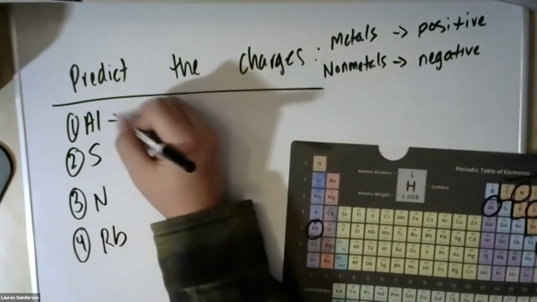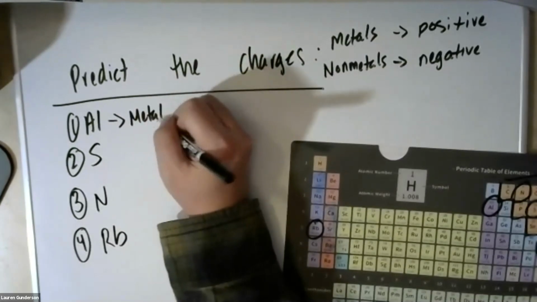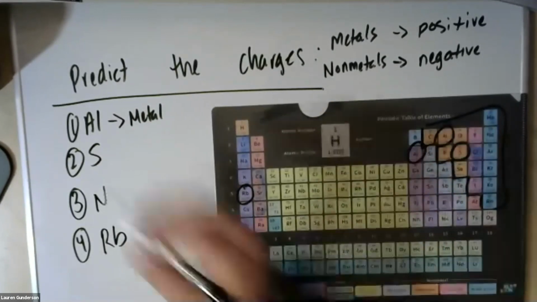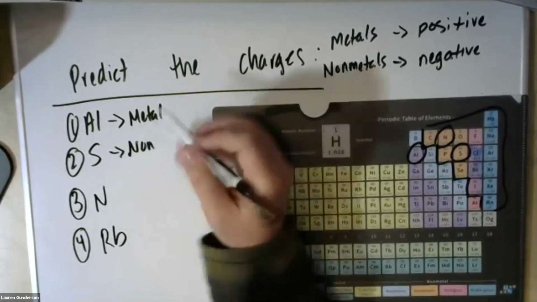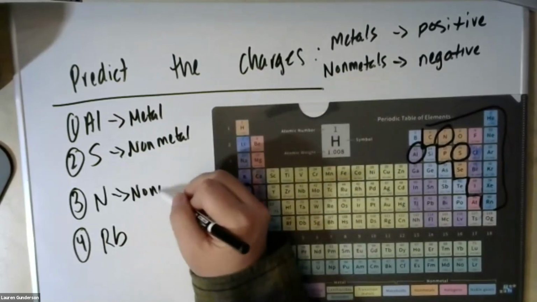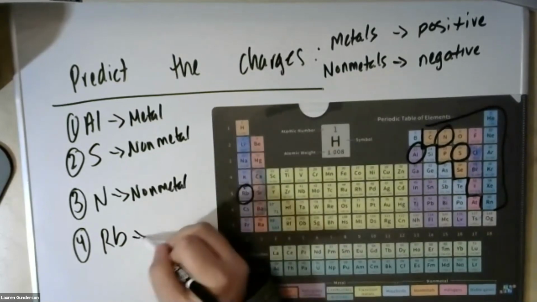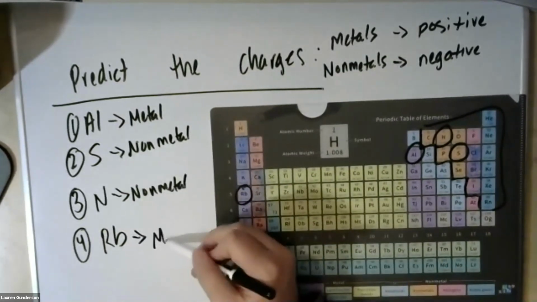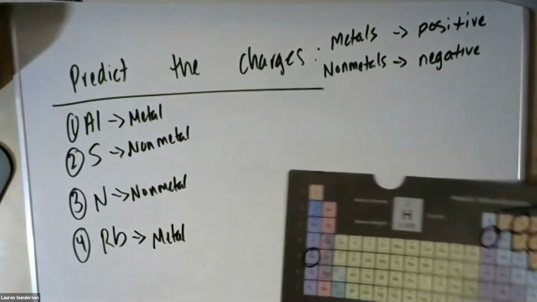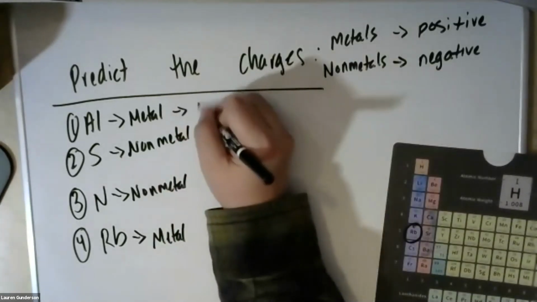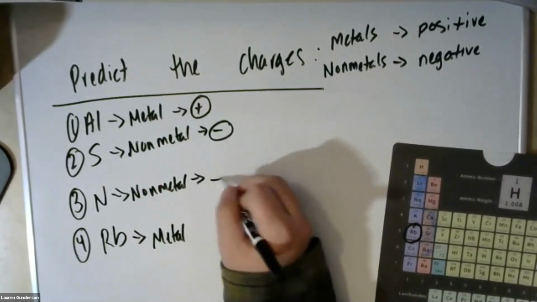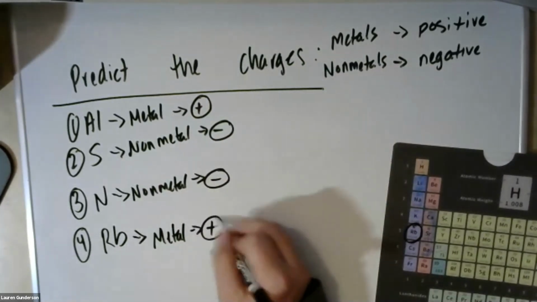Okay, so aluminum is a metal. Sulfur is over here and nitrogen is over here. These are both nonmetals. And rubidium over here in group 1 is a metal. So we know right away that we're going to have a plus charge here, a minus charge here, a minus charge here, and a plus charge here.